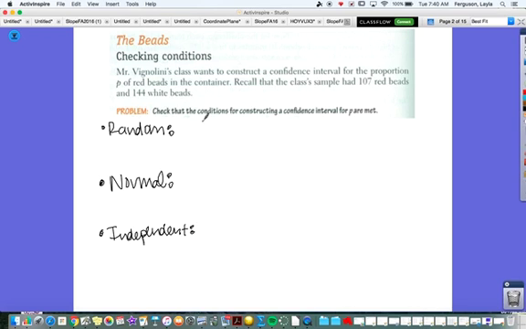For it to be random, that means that we have taken some sort of simple random sample. If we look at the numbers, we have 107 red beads and 144 white beads. If we add those together, we get 251, so there are 251 total beads. Of those beads, we are looking at the red beads, so we are taking a simple random sample of the 251 beads in the container.